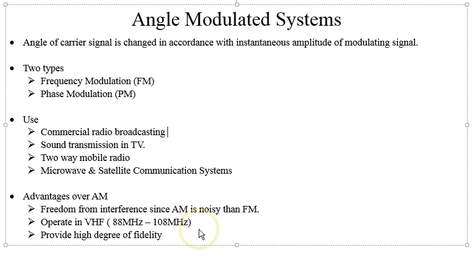Now notice here they operate in the VHF band. This is a typical VHF band considered, 88 MHz to 108 MHz, and provide a high degree of fidelity. That means you can receive the signal with good fidelity, good reproduction.